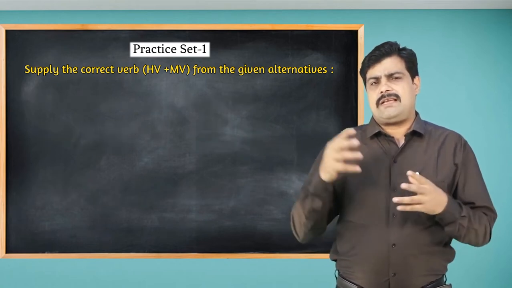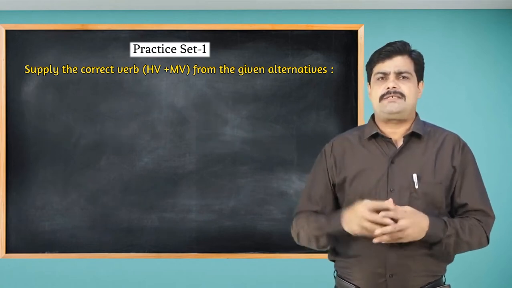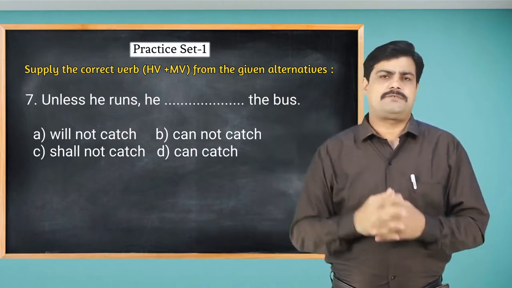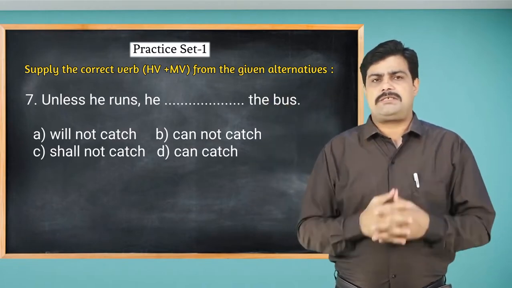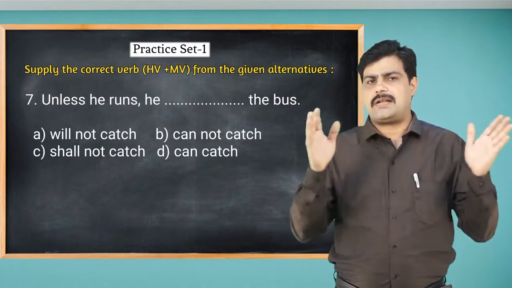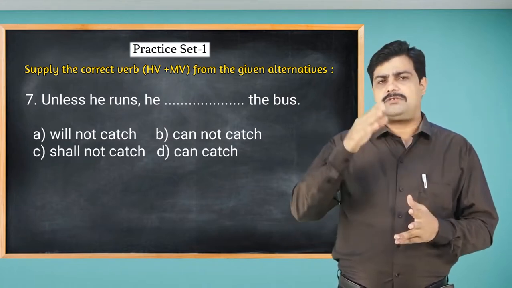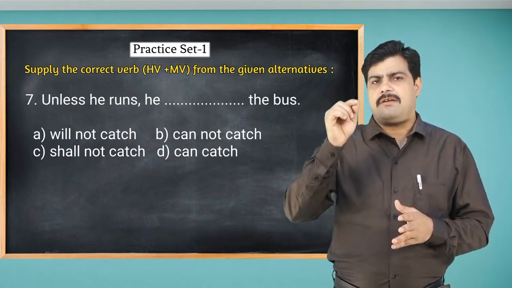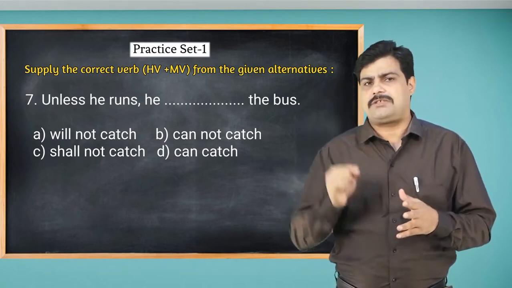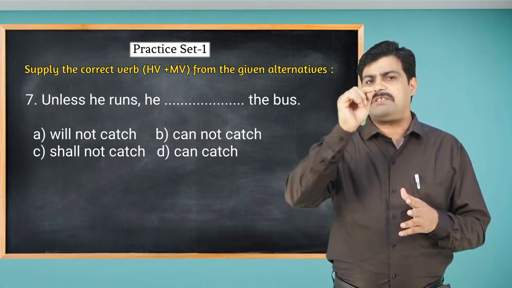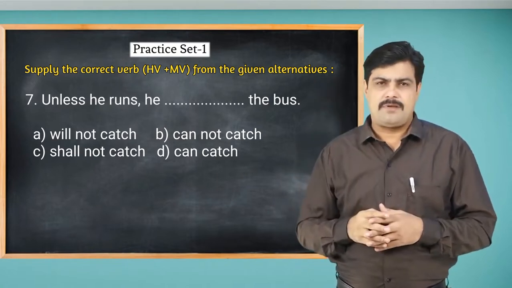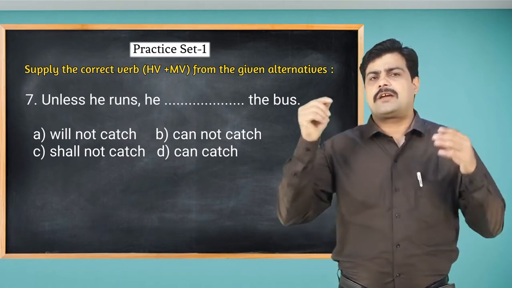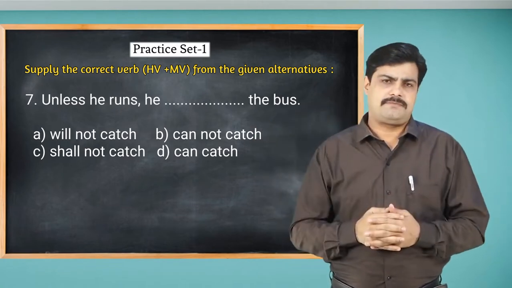Now let's take another sentence. Unless he runs, he dash the bus. Now unless he runs, that is the correct structure. And here you see in the second part of the sentence, we will just use cannot catch. It is the right option, means B is the right option here. So you will say the sentence: Unless he runs, he cannot catch the bus.